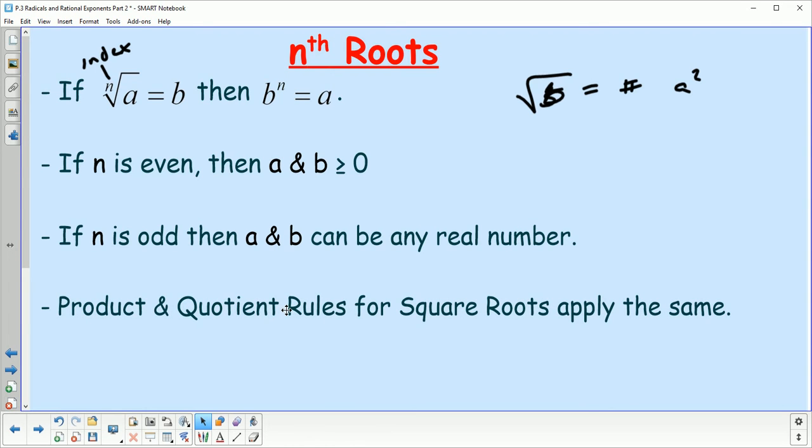And finally, stuff we talked about in the last video from part 1 from section 3, the product and the quotient rules for the roots apply. And we can even say not square roots here, but for the nth roots are still going to apply. Meaning we can separate them or put them together as needed to simplify things.